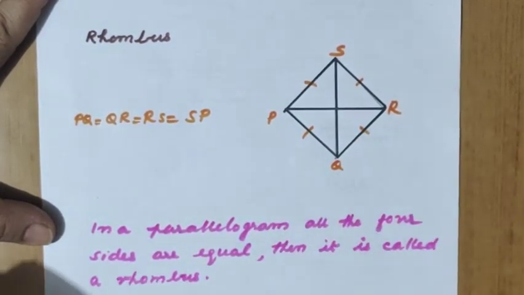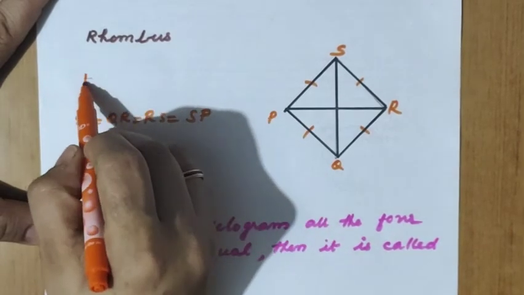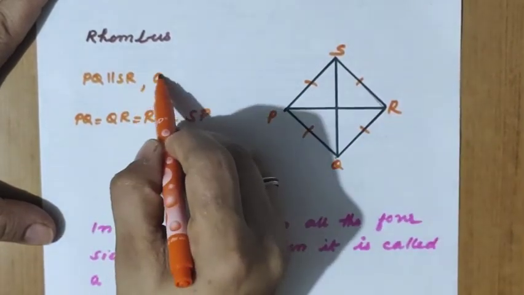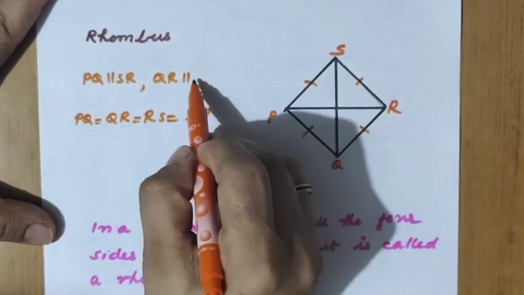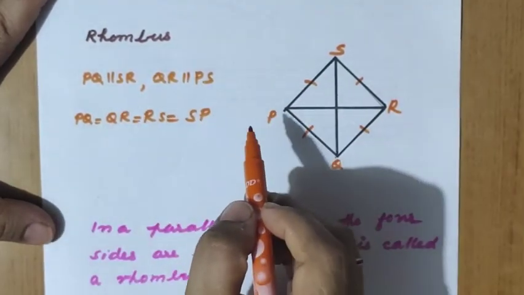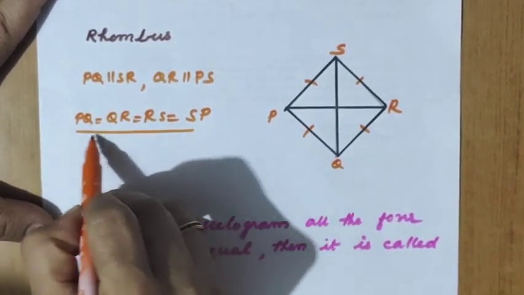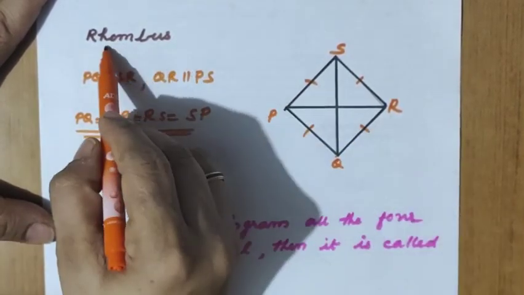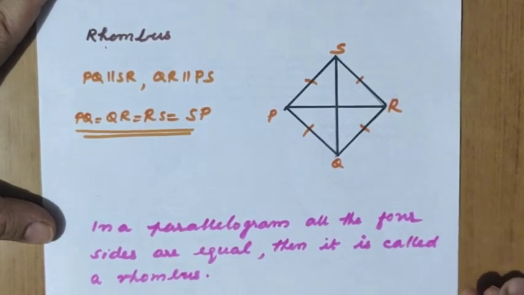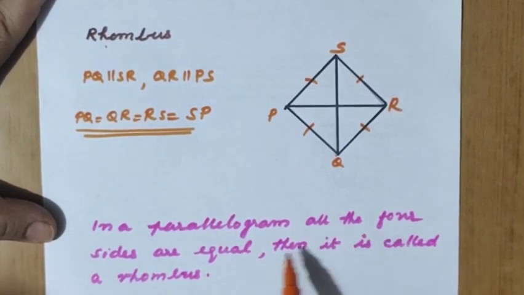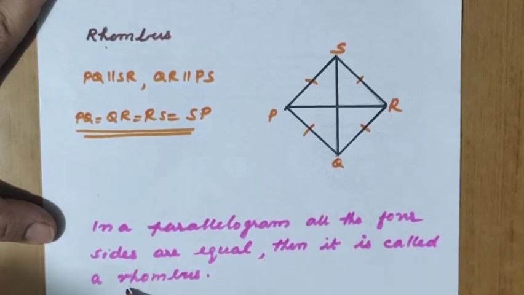If it is a parallelogram, what can you say about that? PQ parallel to SR, by definition, and QR parallel to PS. So two pairs of opposite sides are parallel. Along with that, we can say that all four sides are equal. Then what name do we give it? It is a rhombus. So the definition says that in a parallelogram, if all four sides are equal, then it is called a rhombus.